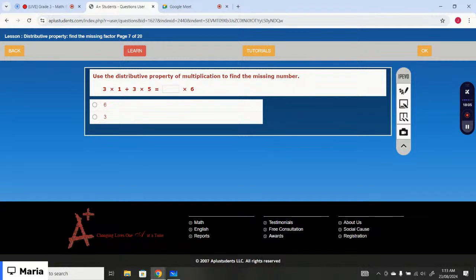Okay, the next one is use the distributive property of multiplication to find the missing number. So that is 3 times 1 plus 3 times 5. So which is the correct option?